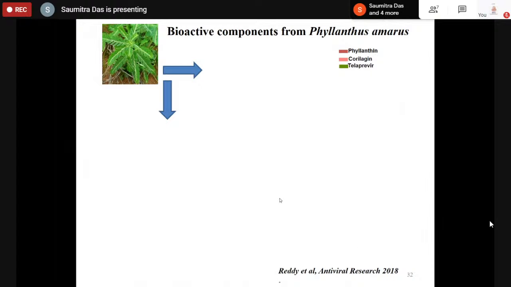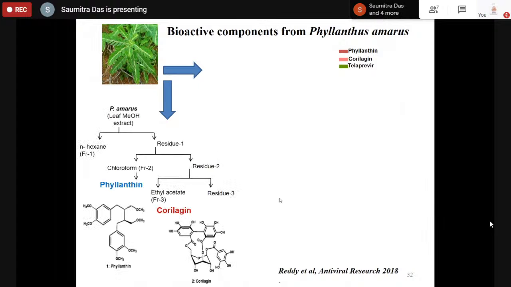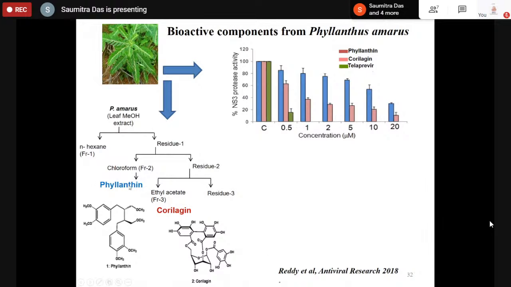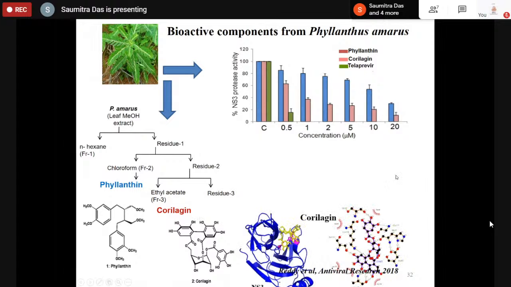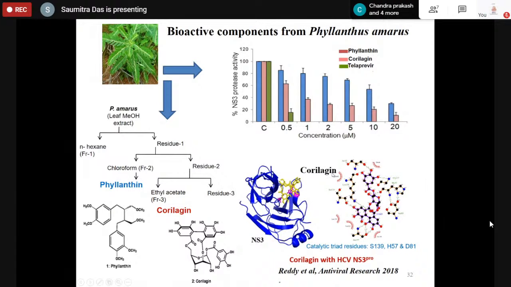Another thing I wanted to show you: a lot of people use Bhumi Amla, which is called Phyllanthus amarus. In fact, Thyagarajan from the University of Madras has gone to a human trial to show how Bhumi Amla can cure hepatitis B and C. But we didn't know which compounds were working. Very recently, we have shown that there are compounds called phyllanthin and corilagin that can inhibit this virus, again the NS3 protease, by inhibiting the catalytic sites.